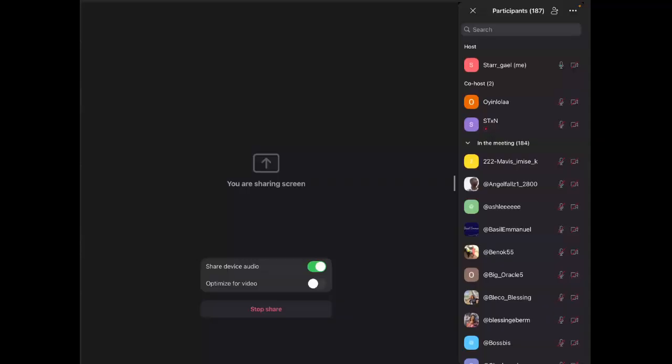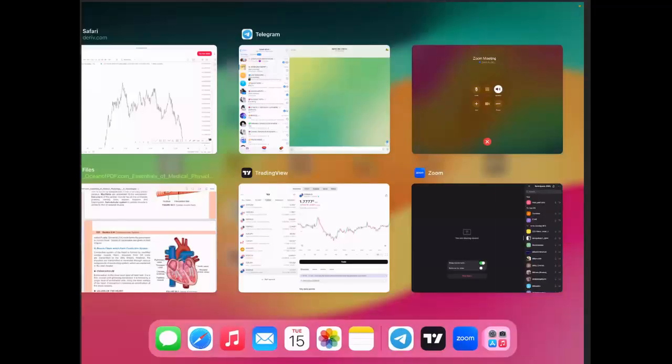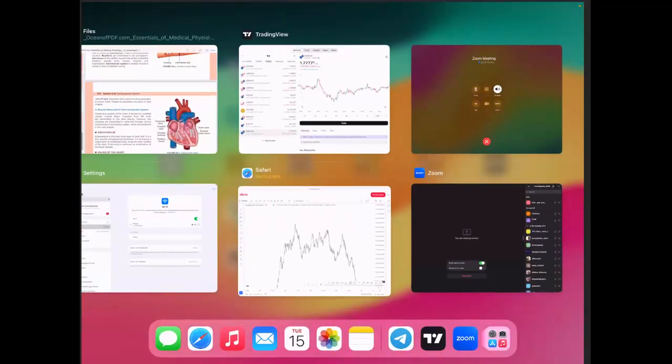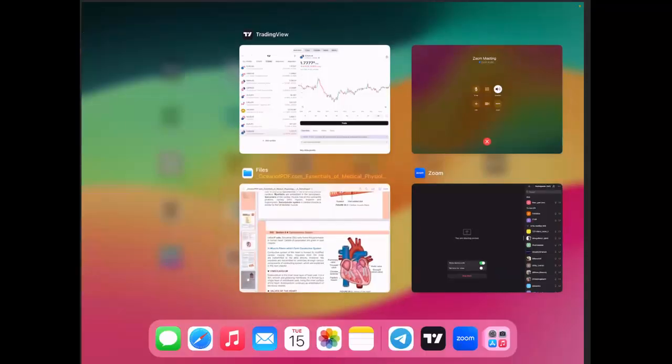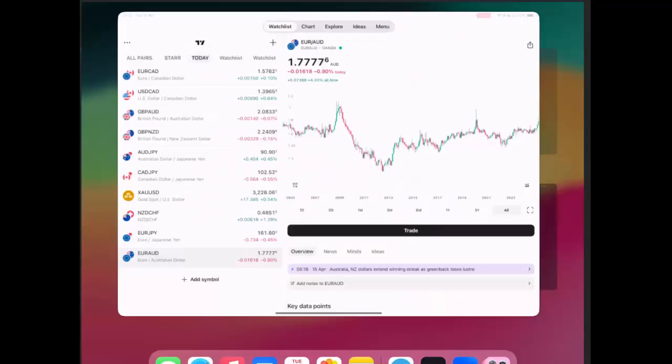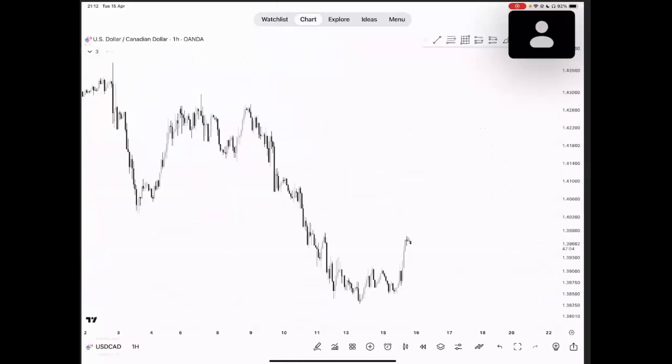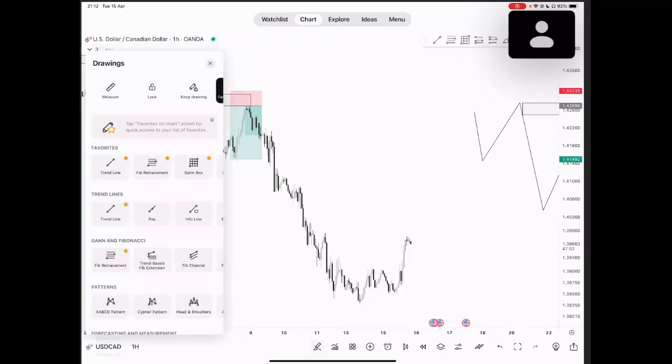But before I move to what we're supposed to do today, I want us to do a quick recap on what we've done so far, right? I want us to do a quick recap on what we've done so far. So let me go to a random pair. This is USD. Let me just clear my chart.